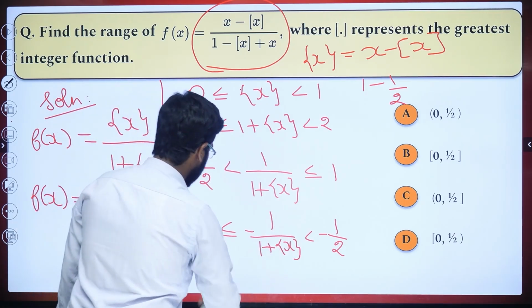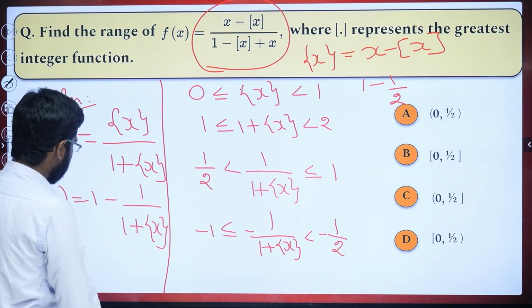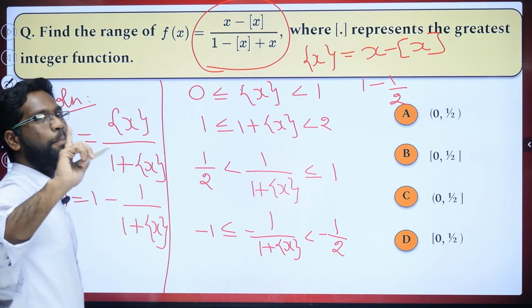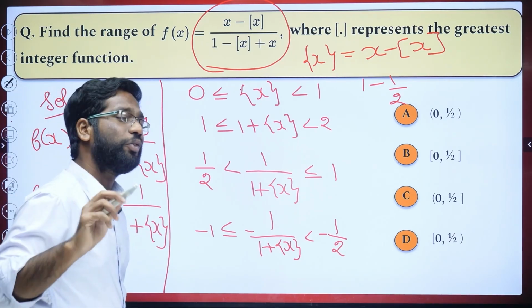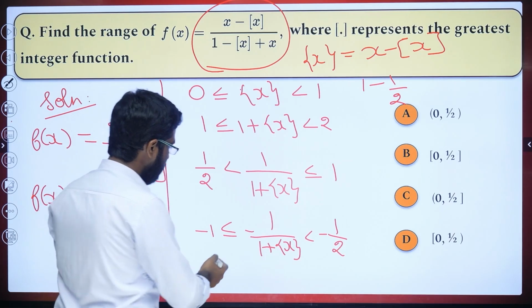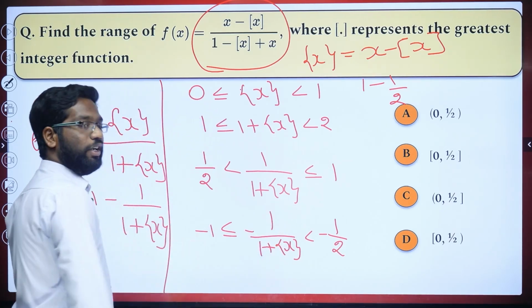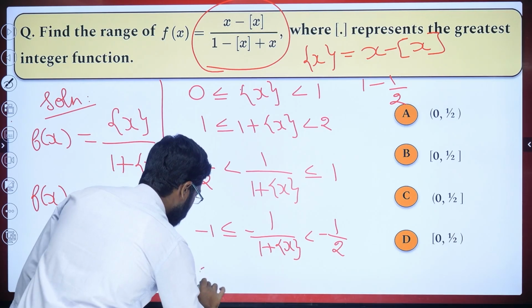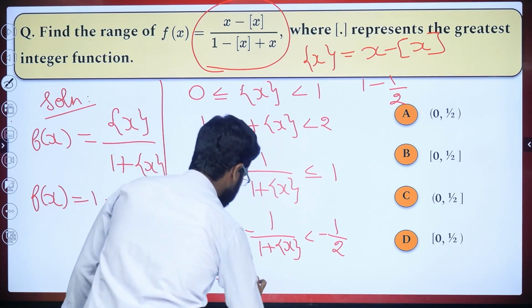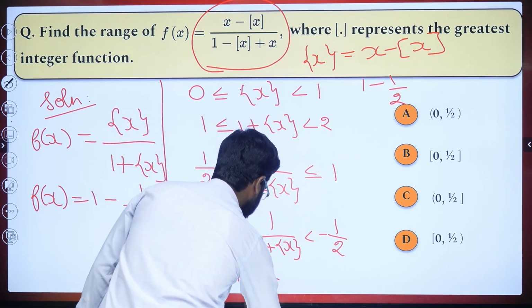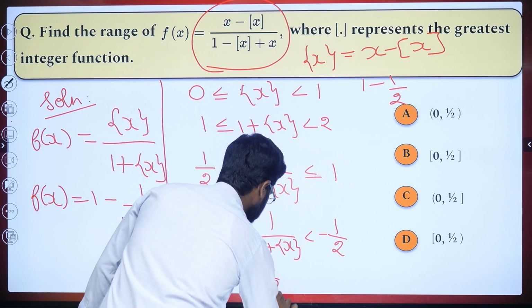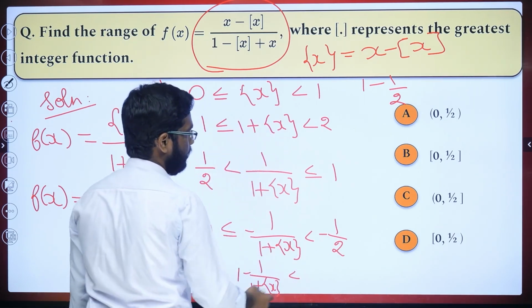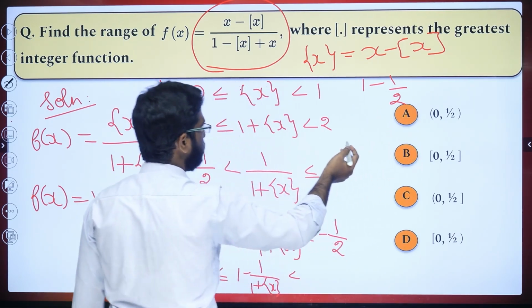So now we got the inequality. Since only the 1 is left to balance, now what we have to do is just deal with the 1. If I add 1 throughout everywhere, my dear students, 0 less than or equal to 1 minus 1 divided by 1 plus the fractional part of x less than 1 minus 1 by 2.